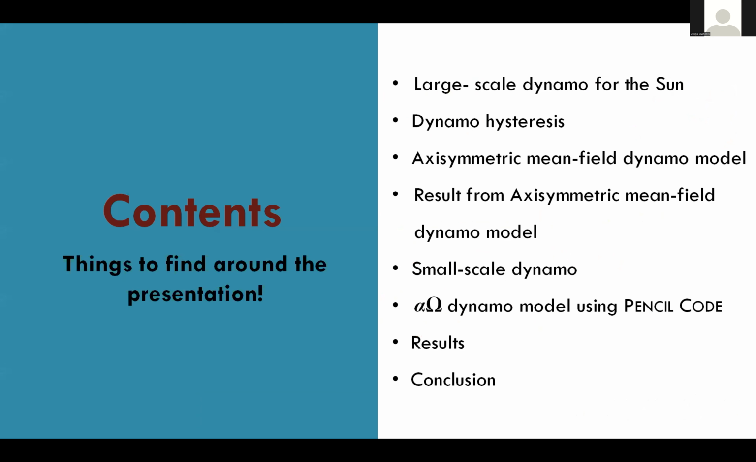So these are the contents of my presentation. I'll initialize by explaining the large-scale dynamo for the sun. Then I'll discuss the dynamo hysteresis, and then I'll explain briefly my previous work on the axisymmetric mean field dynamo model, and discuss the results. Then I'll discuss the small-scale dynamo and the alpha-omega dynamo model that I have used using the Pencil Code, and then I'll discuss the results and then the conclusion.